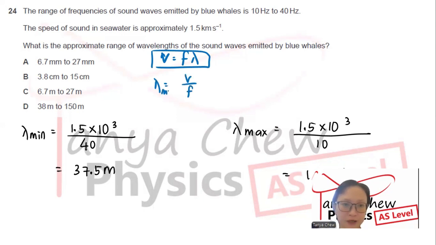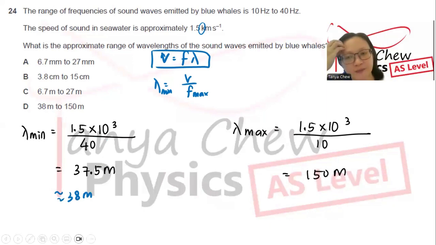So to get the minimum lambda, I have to use the maximum frequency. And why do I take 1.5 times 10 to the power of 3 for the speed of the sound? Because this is kilometer. I have to change it to meter. So divided by 40, I get 37.5, or you can round it off to 38 meter. And lambda maximum is 1.5 times 10 to the power of 3 divided by frequency minimum, which is 10 hertz. You get 150 meters. So the answer is D.